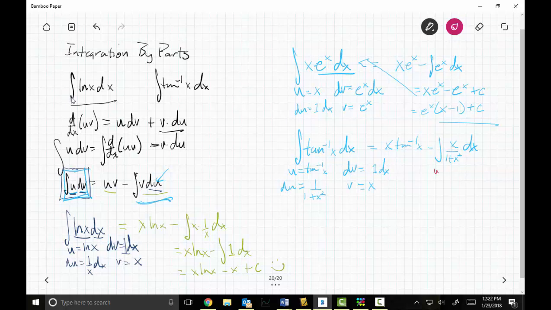If I let u, I can't use u because I already used u. So what I'm going to do is an a substitution. I'm going to let a equal 1 plus x squared. dA is going to be 2x dx. I don't need a 2x dx, so dA halves is equal to x dx.